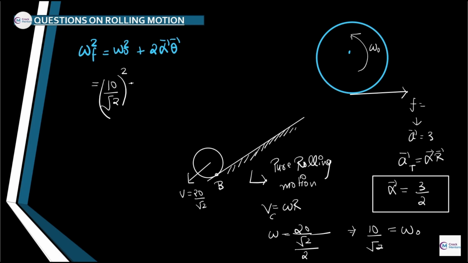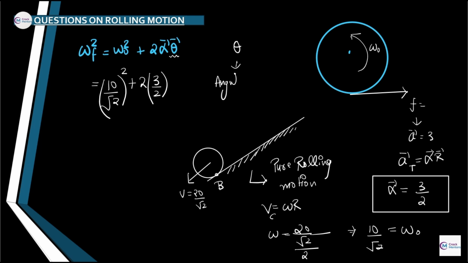Okay, so let us put in this equation: 10 upon root 2 the square plus 2 alpha. What is the alpha? 3 upon 2. Now sir, what is the theta? What is the theta that we are having?